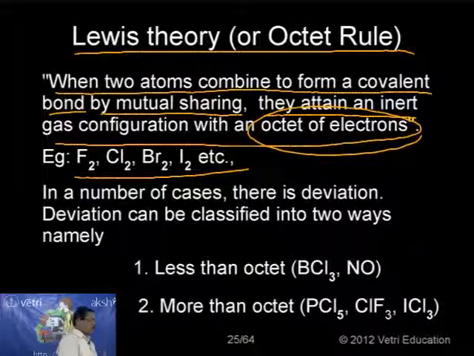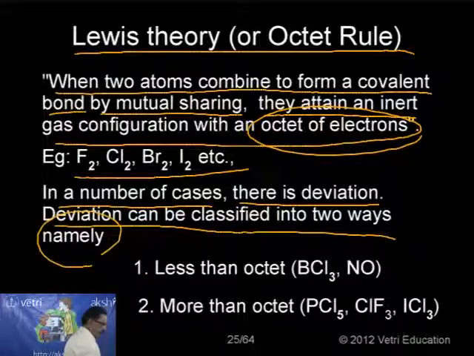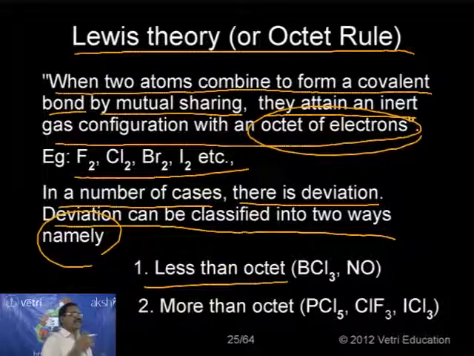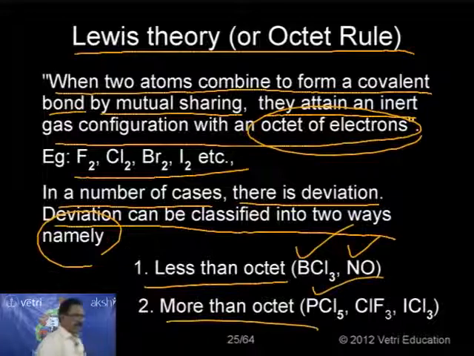But in a number of cases, we observe an anomaly, a deviation. There are a number of molecules where this octet rule is not followed. Let me explain that. We call it a deviation. I can classify the deviation in two ways: less than an octet, fewer than 8 electrons, of which hydrogen is a specific example. Here, specific examples are boron trichloride and nitric oxide, which are less than an octet. But more than an octet: specific examples are phosphorus pentachloride, ClF3, ICl3.